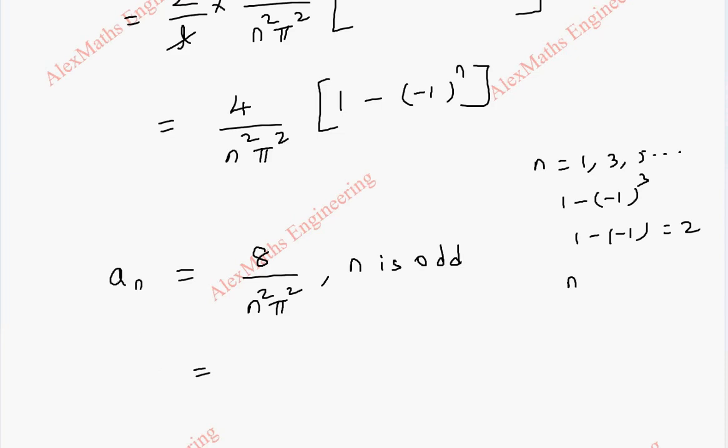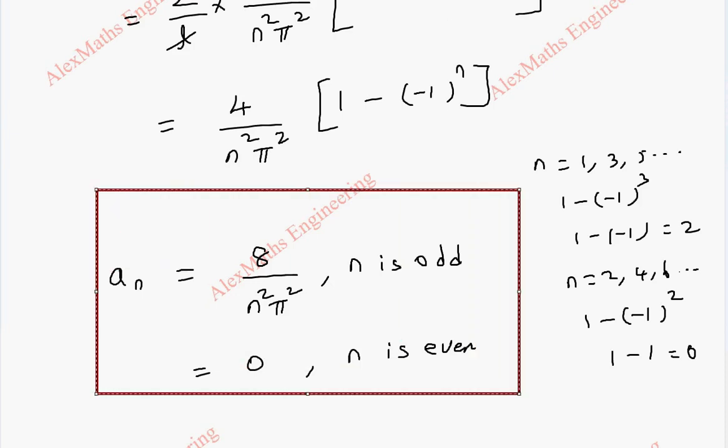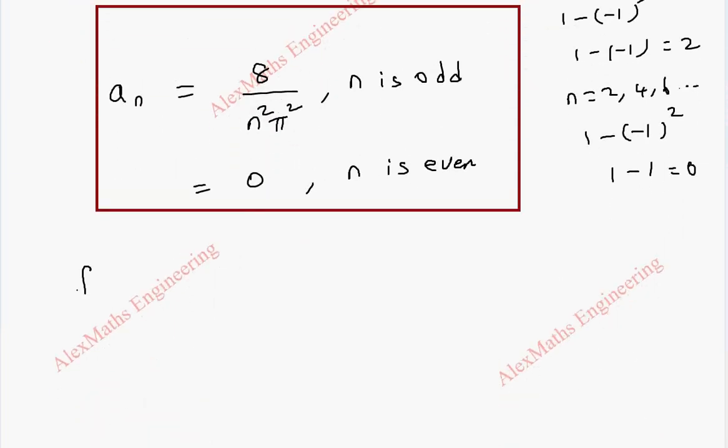And when n is even, like 2, 4, 6, and so on, 1 minus of minus 1 whole power 2, 1 minus of, this will become plus 1. So 1 minus 1, 0. So it is 0 when n is even. So we got the value of an. We are going to substitute this in the expansion formula. Let's write the expansion formula.